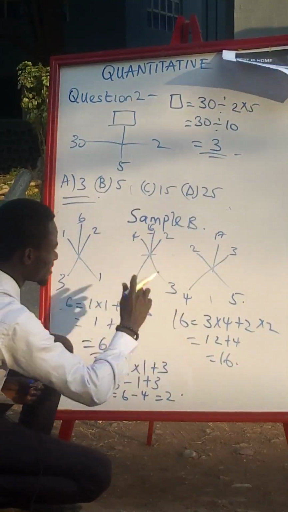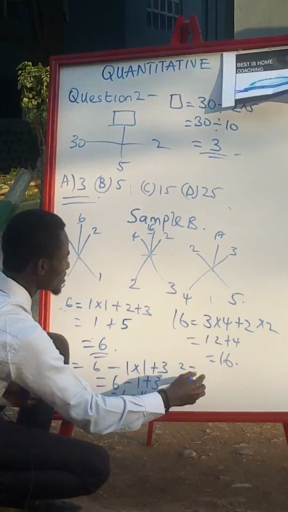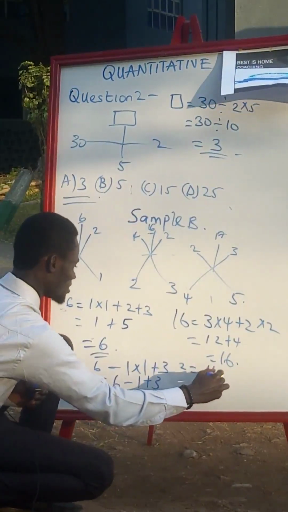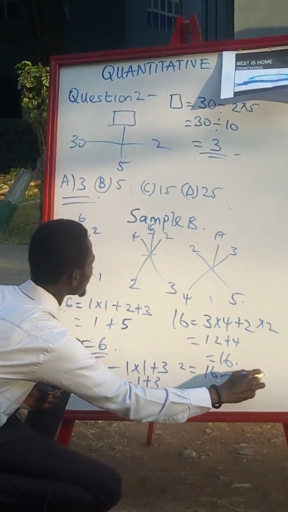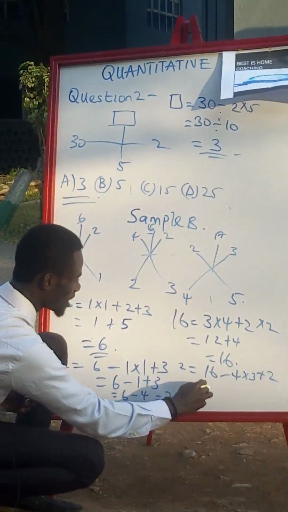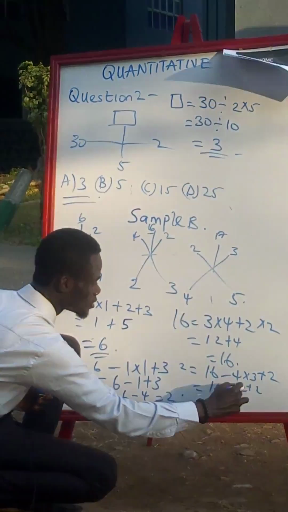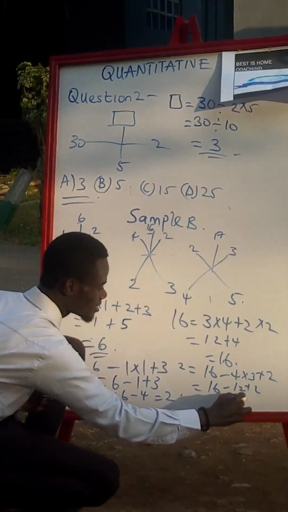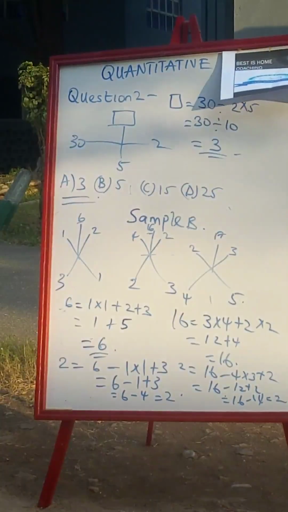We have gotten 16. Now to get 2: 2 is equal to 16 minus 4 times 3 plus 2. So 16 minus 12 plus 2, which is equal to 2. Do you understand? Are we there?